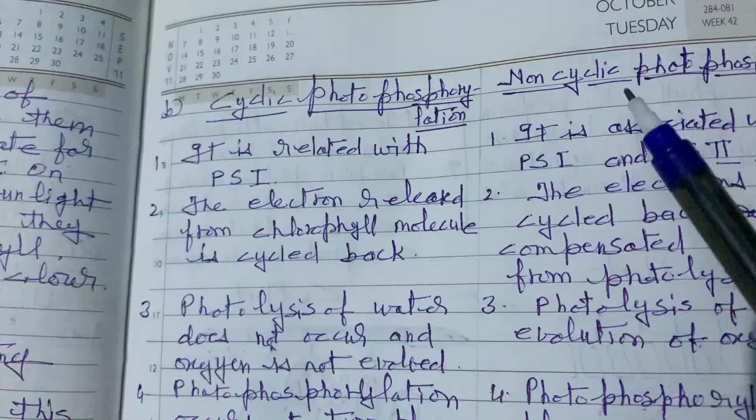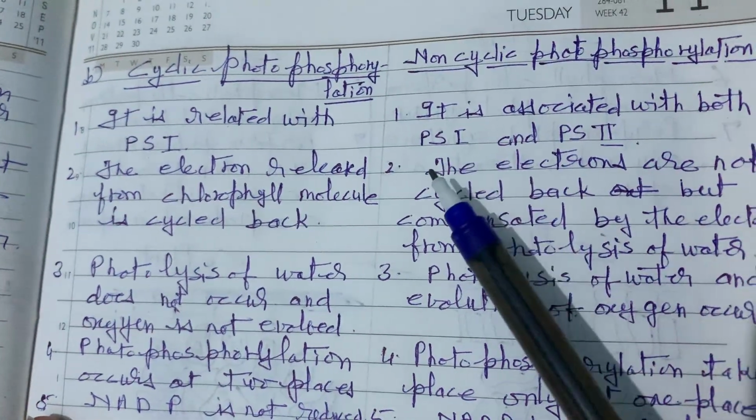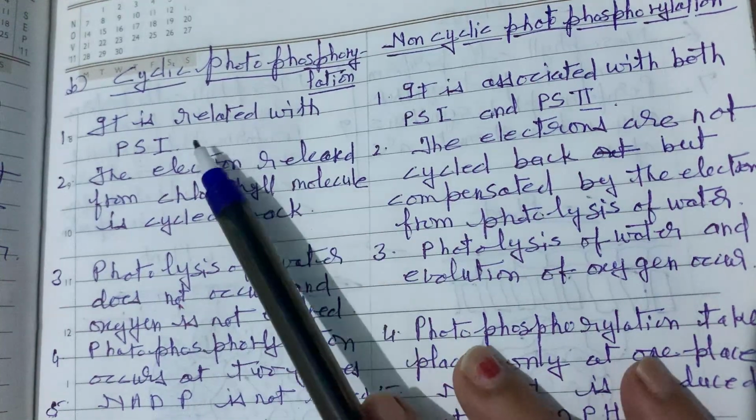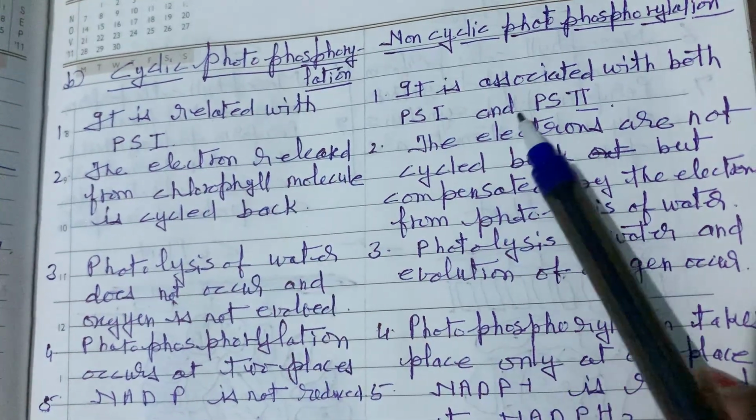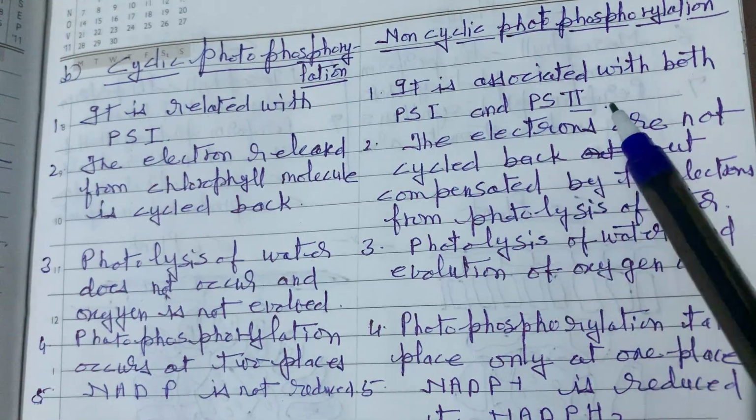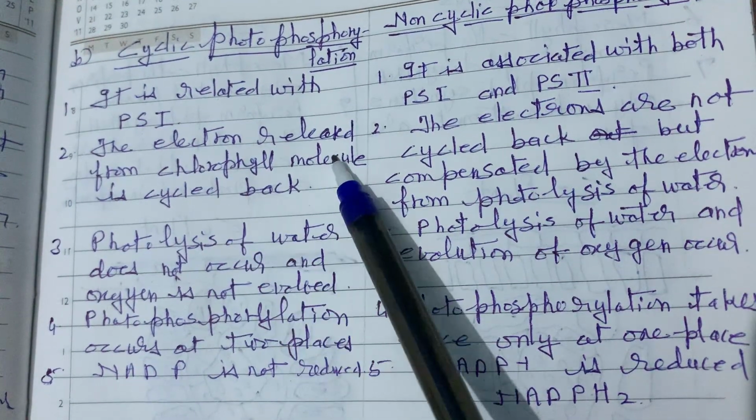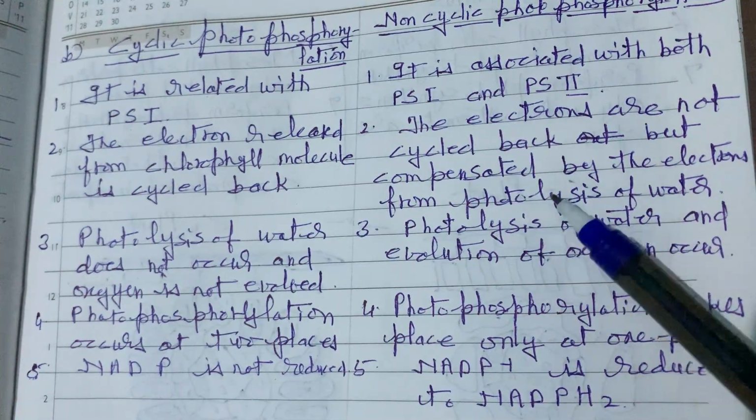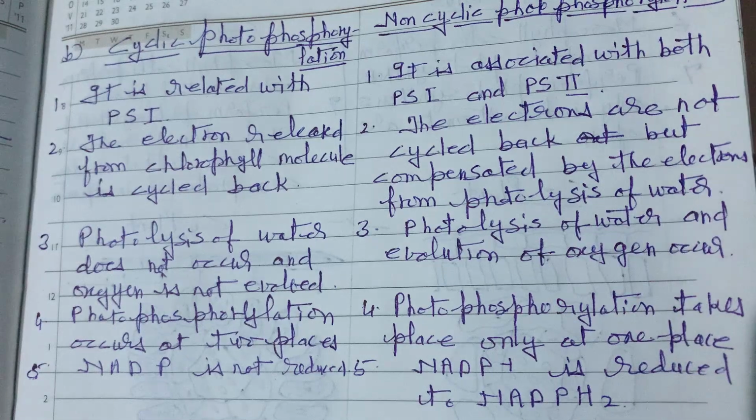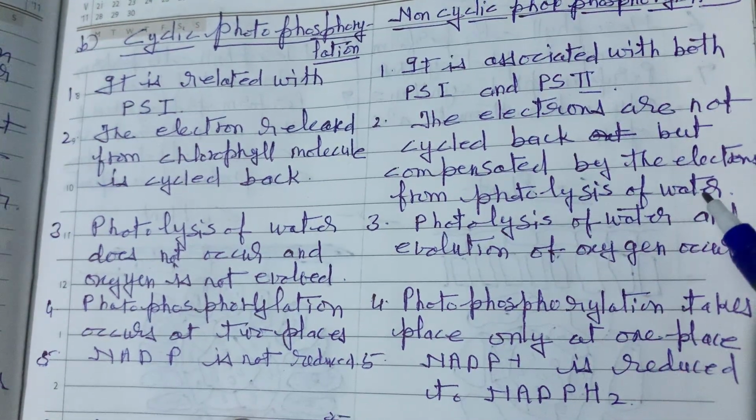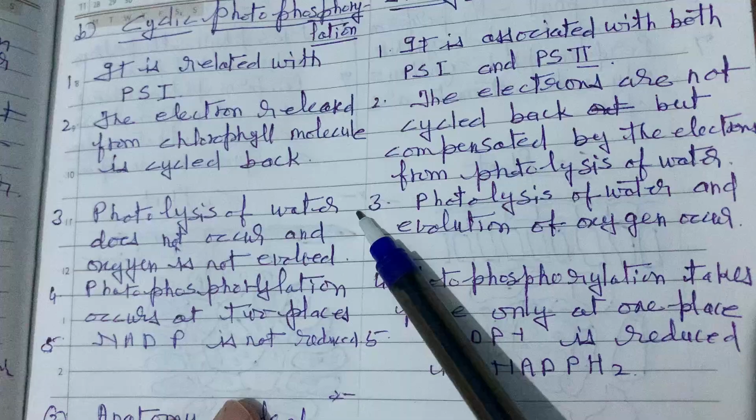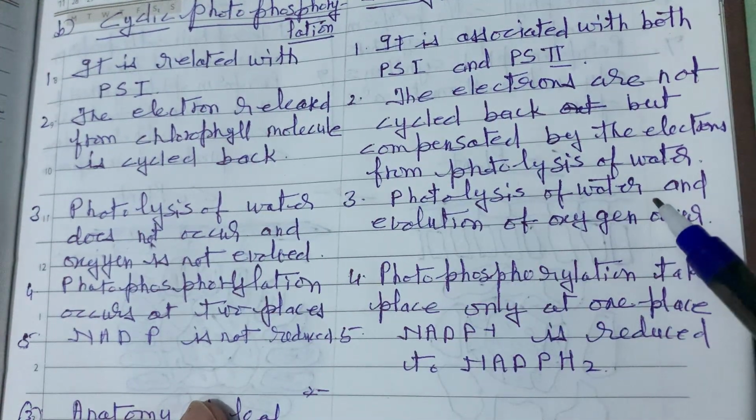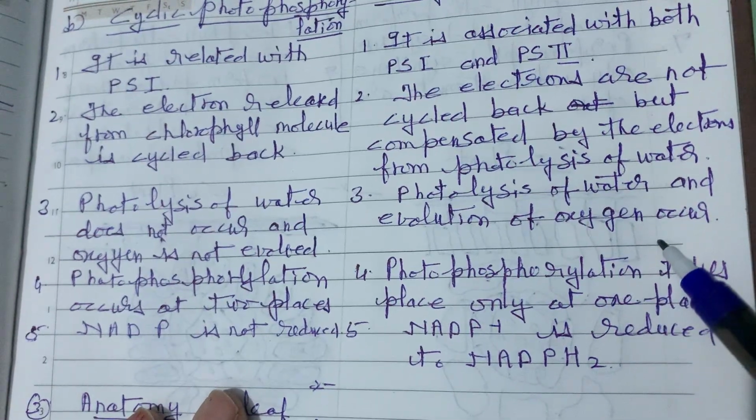Your next difference, cyclic photophosphorylation and non-cyclic photophosphorylation. See, cyclic photophosphorylation is associated with photosystem 1. Non-cyclic is associated with photosystem 1 and photosystem 2. In cyclic, the electron released from the chlorophyll molecule is cycled back. Here the electrons are not cycled back but compensated by the electrons from photolysis of water. Here photolysis of water does not occur and oxygen is not evolved. Here photolysis of water and evolution of oxygen occurs.